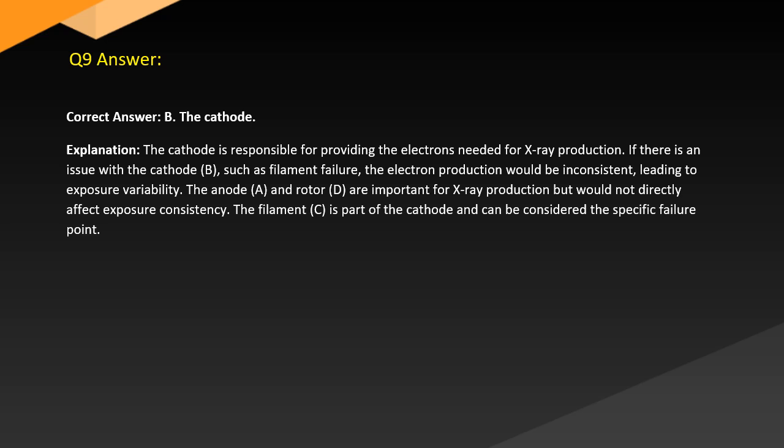Answer. Correct answer: B. The cathode. Explanation. The cathode is responsible for providing the electrons needed for X-ray production. If there is an issue with the cathode (B), such as filament failure, the electron production would be inconsistent, leading to exposure variability. The anode (A) and rotor (D) are important for X-ray production but would not directly affect exposure consistency. The filament (C) is part of the cathode and can be considered the failure point.